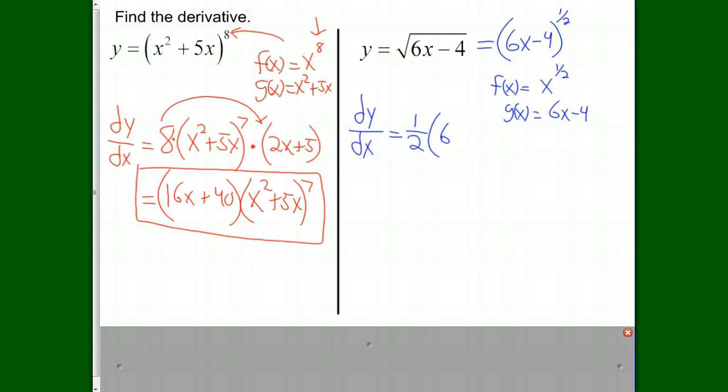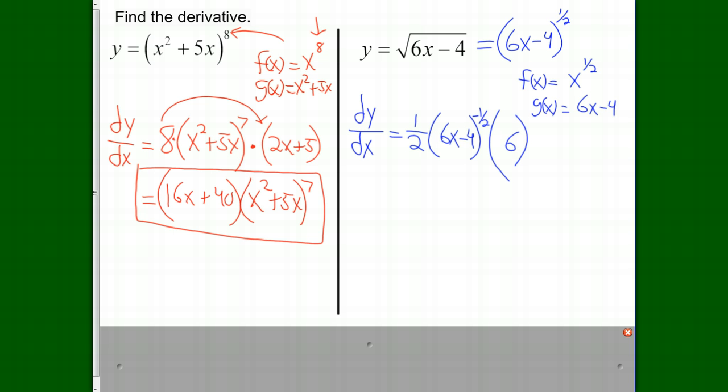The inside function is staying the same. Then we decrease that exponent by 1. Then we multiply by the derivative of the inside function. So the derivative of g of x is 6. Okay, so now, again, it's all multiplication here. So 1/2 times 6 is 3. We'll go step by step, to the negative 1/2. Now we have to take care of that negative exponent. So we have 3 times 1 over 6x minus 4.